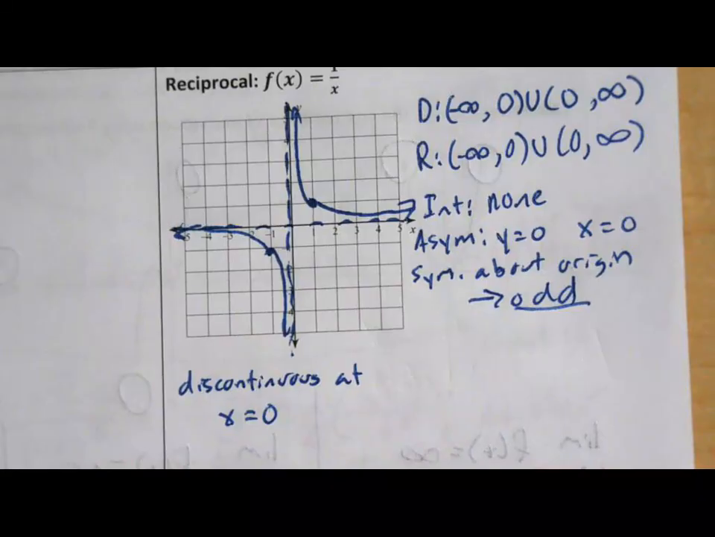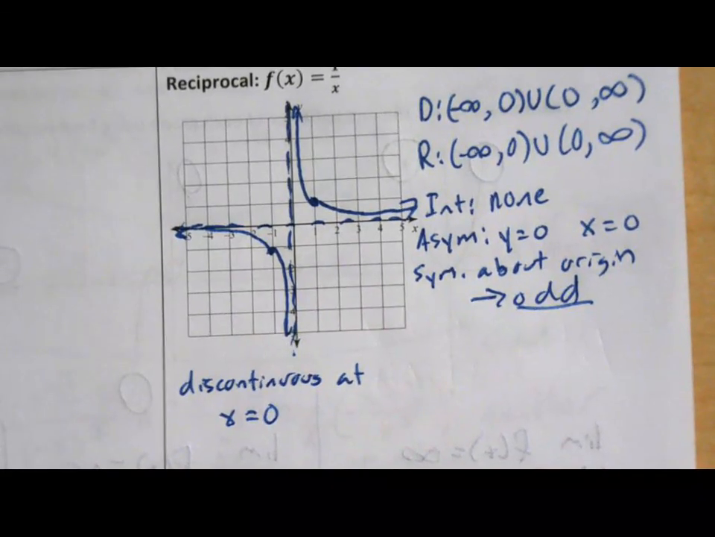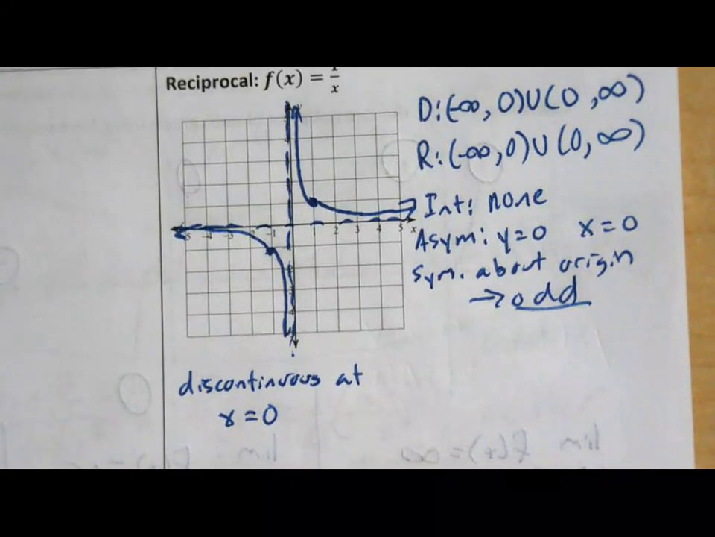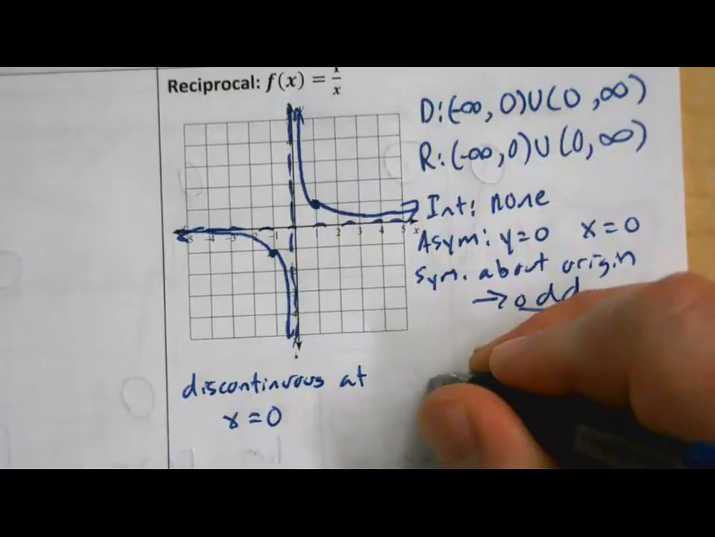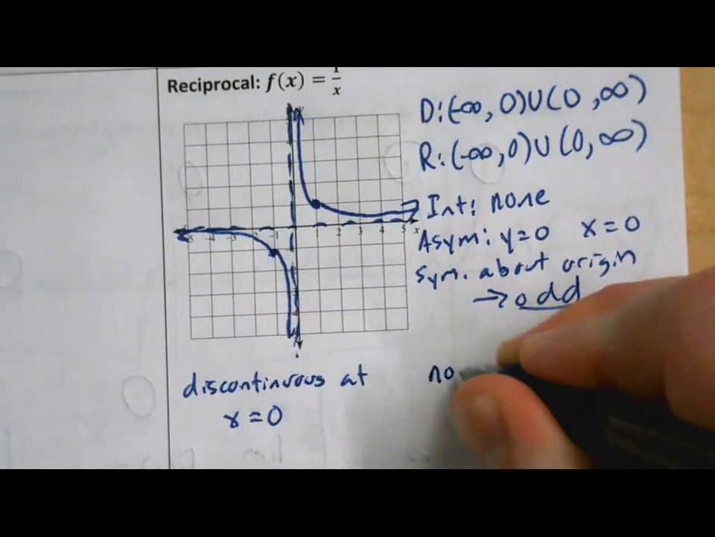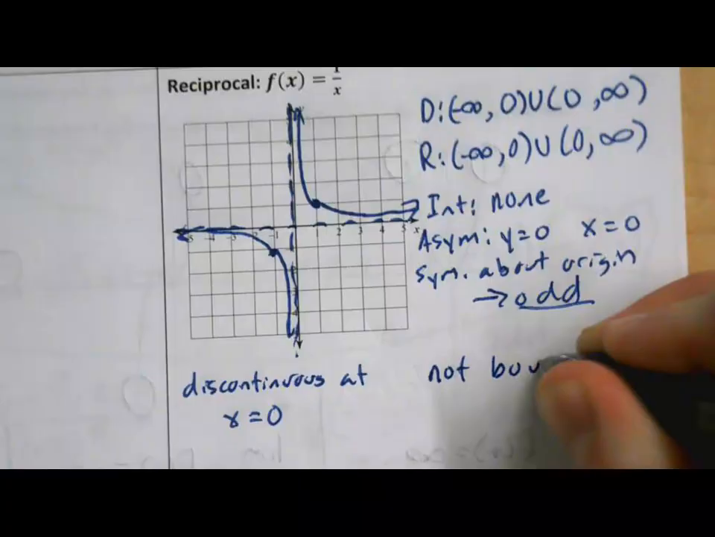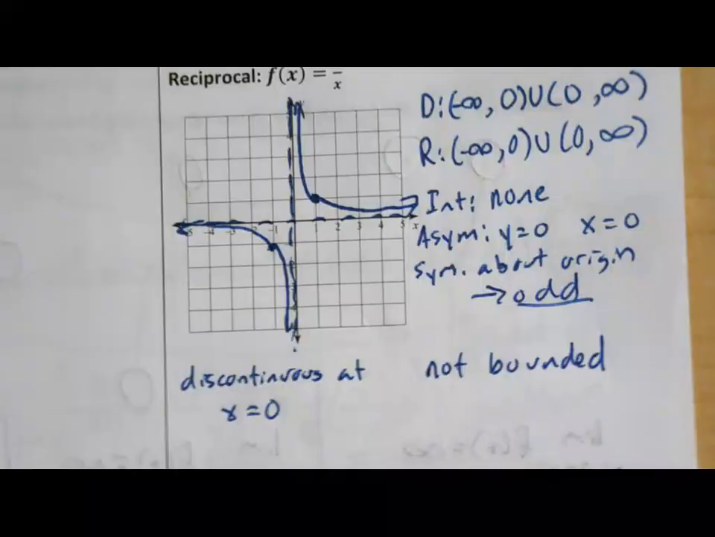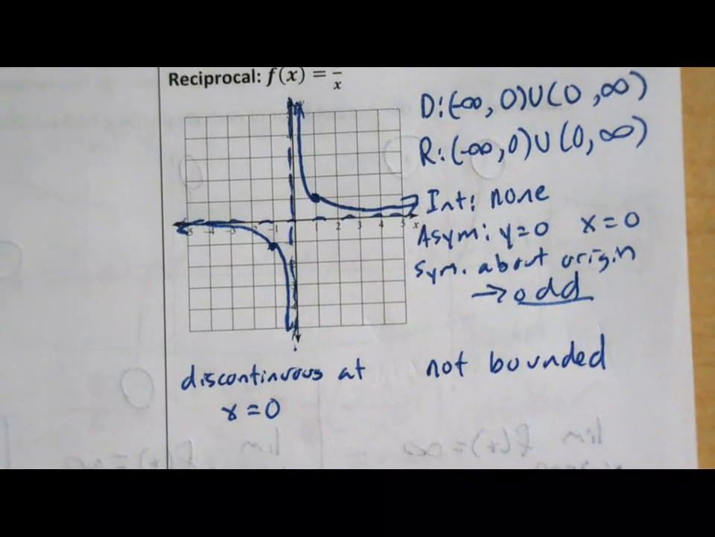Is it bounded above? No. Is it bounded below? No. So it is unbounded or not bounded, however you want to write that. What else? Again, these are all listed at the top of the page there.